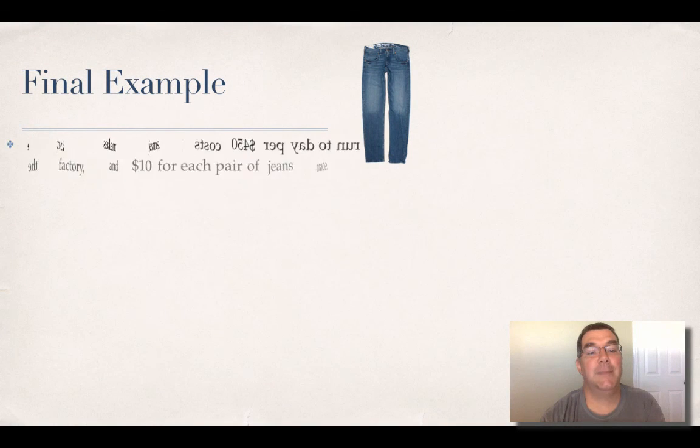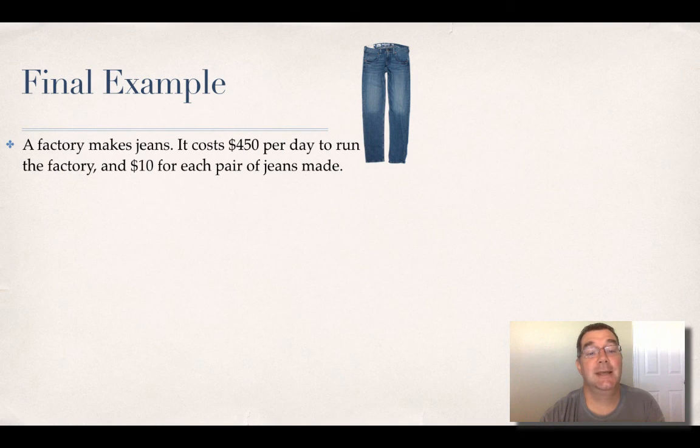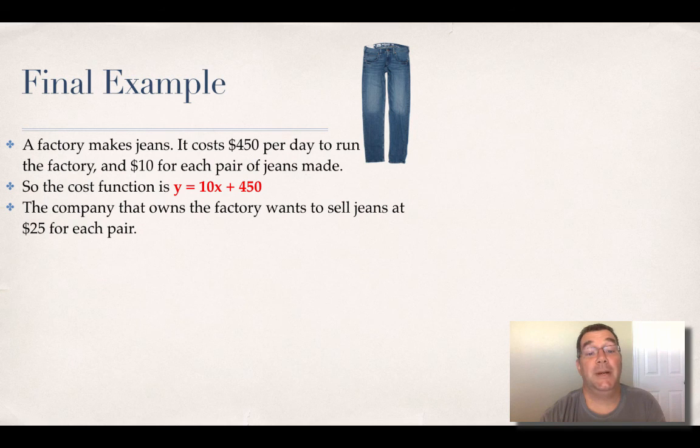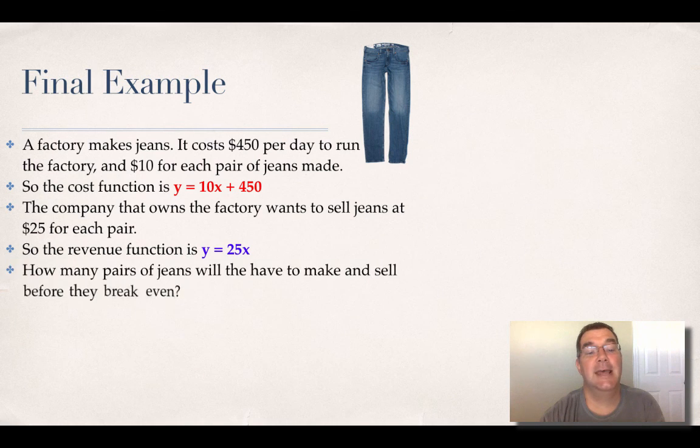Okay, and a final example, there's a factory that makes jeans. It costs $450 per day to run the factory and $10 for each pair of jeans made. So the cost function is y equals 10x plus 450. The company that owns the factory wants to sell jeans at $25 for each pair. So the revenue function is y equals 25x. How many pairs of jeans will they have to make and sell in order to break even? Break even means that their profit is 0.